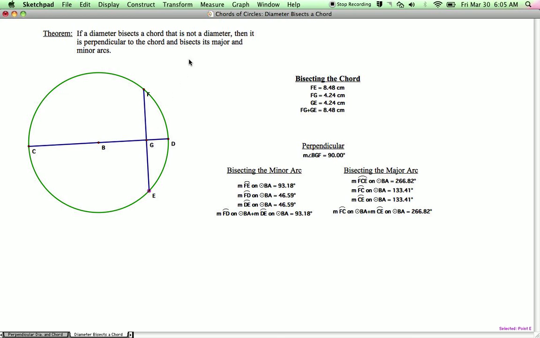Is it perpendicular? Well, right here we have the measure of angle BGF, and no matter where I move this chord, it always stays 90 degrees. And if you look at the minor arc FE, it's being bisected by point D. And the major arc FCE is bisected at point C. So FC and CE are also congruent. Notice that when I move this, all your relationships stay the same. It's always 90 degrees, and you always have your bisectors.